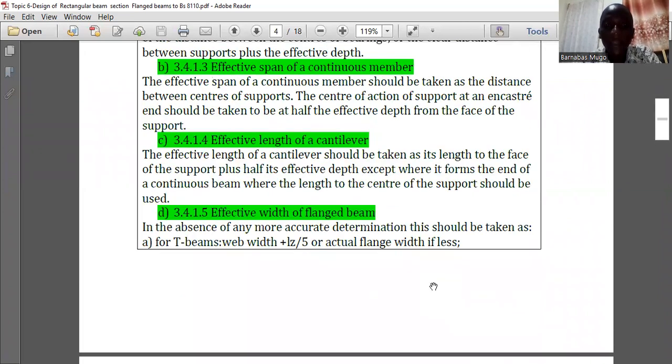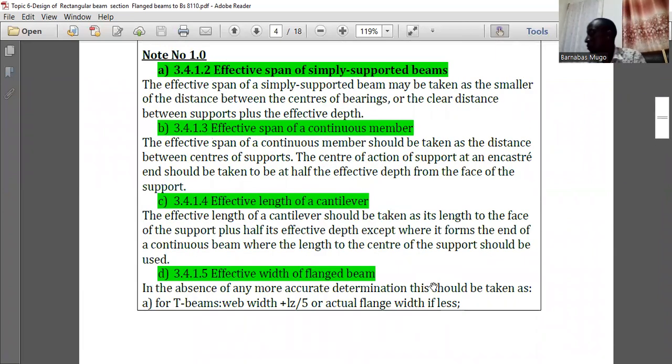So the first thing that you need to know or to do when you are calculating the effective span is to be able to determine the effective span of that beam.